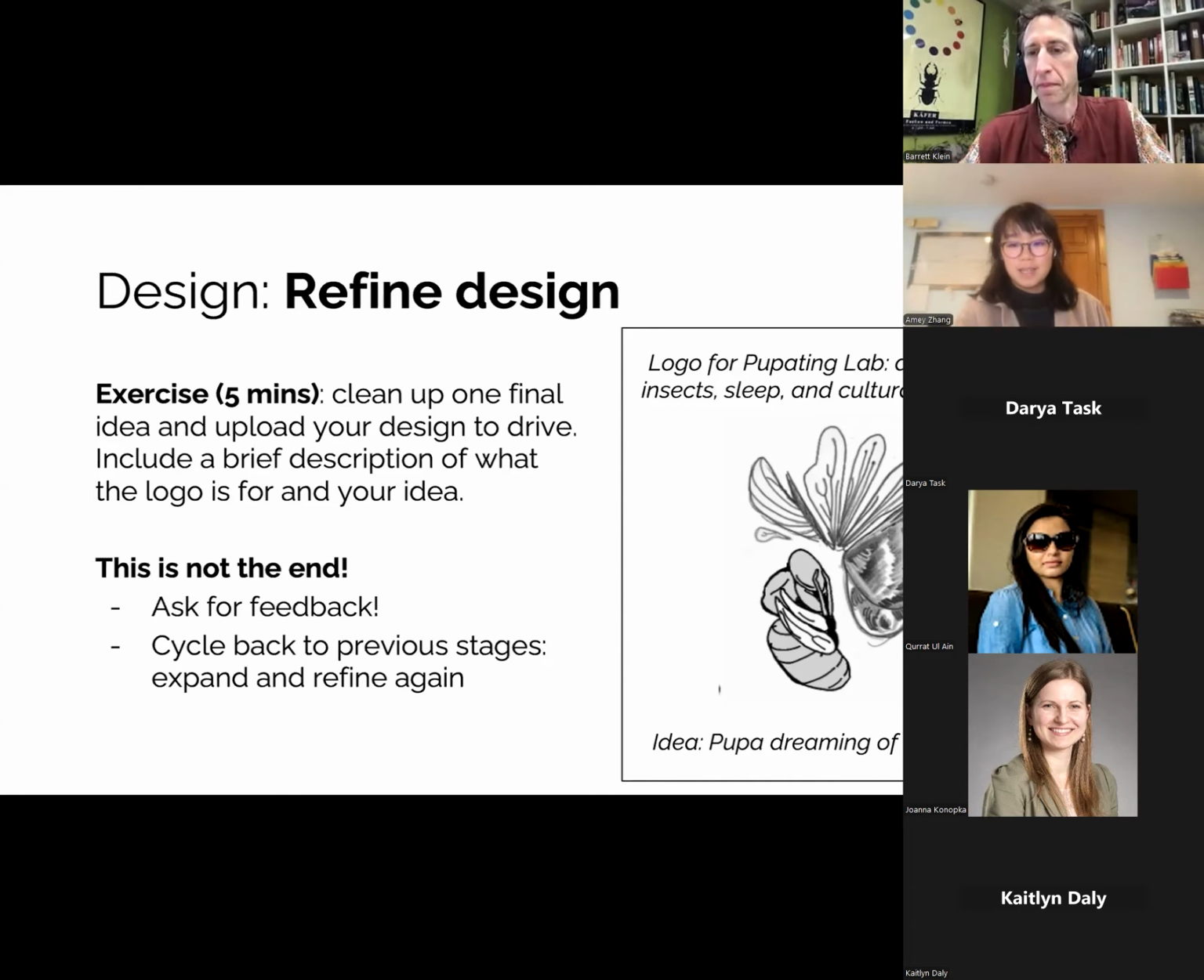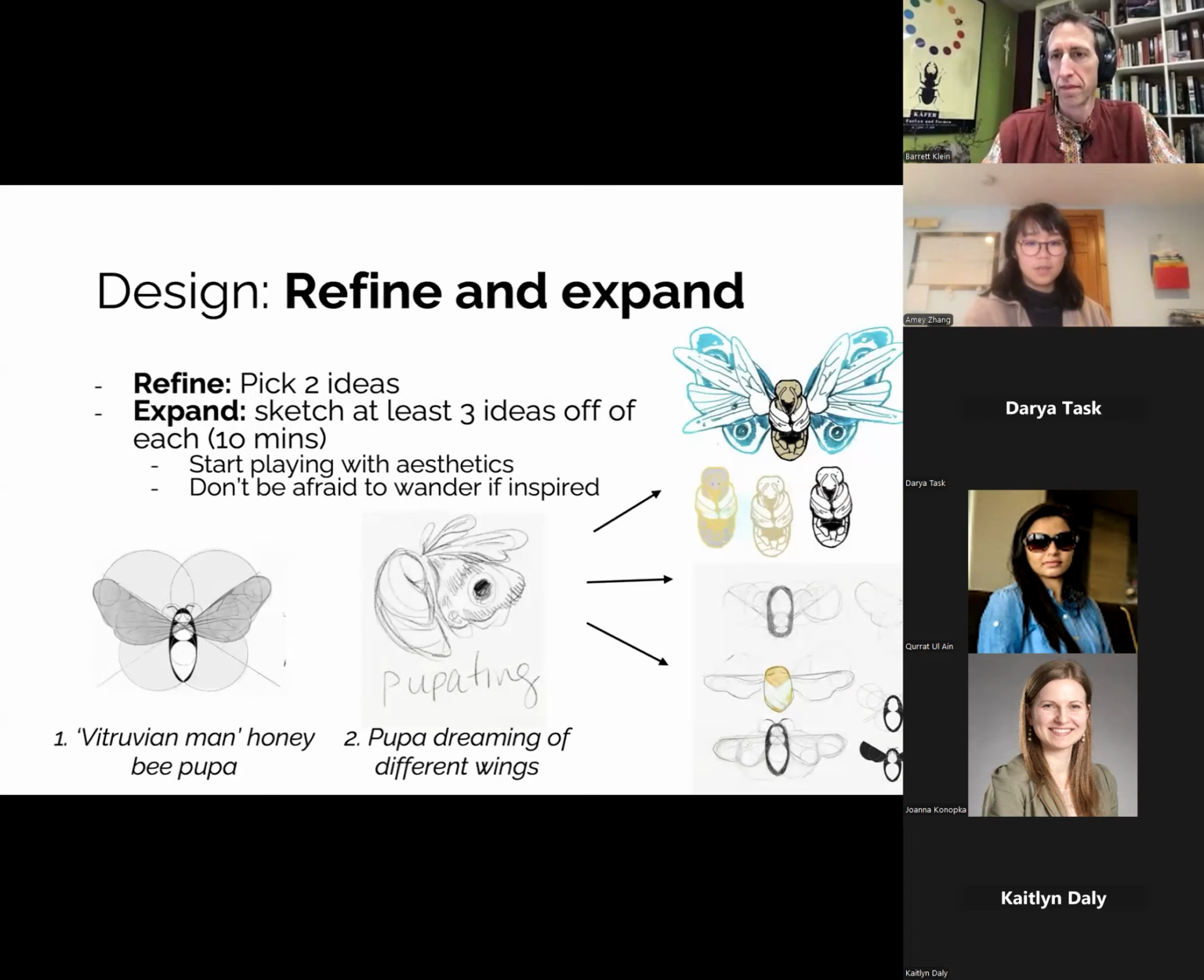So this was an idea that I moved with, the pupa dreaming of different wings. If you can see from the previous slide, I've changed the pupa now with feedback from Barrett. If you look at this initial moth pupa under the number 2 here, I was like, that won't do for Barrett because Barrett doesn't work often with moths. He works with honeybees. And so next slide, Barrett.